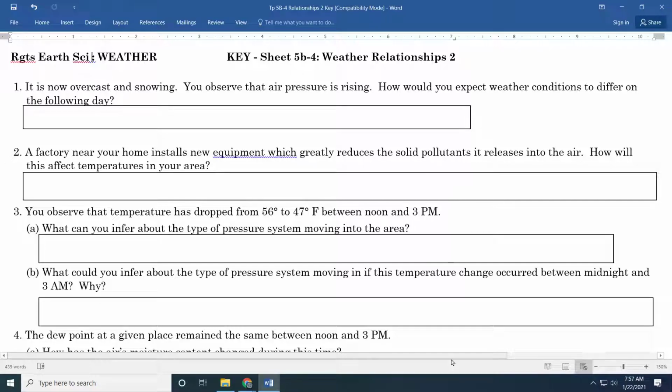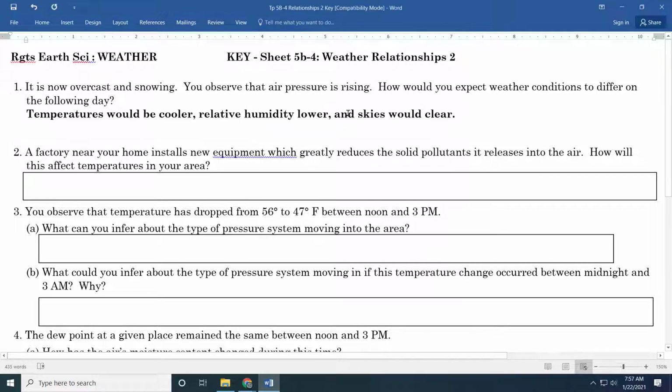Well, the two things we consider when we're talking about chunks of air is the temperature of it and how much water is in it. Now, high pressure goes along with cooler air. High pressure also goes along with drier air. Remember, oddly enough, dry air is heavier than wet air. So it's now overcast and snowing, but because the air pressure is rising, you know that cooler, drier air is moving in. That tells me that the temperatures are going to be cooler, the relative humidity is going to be lower, and those two things together tell me it's probably going to clear up.